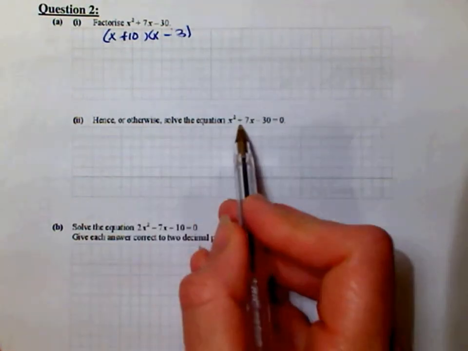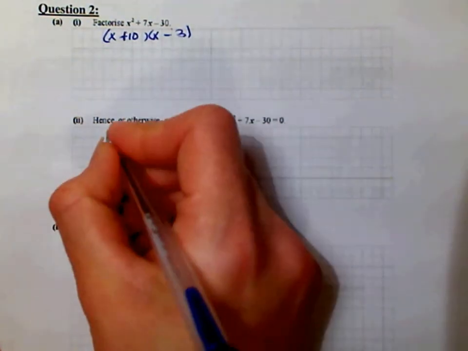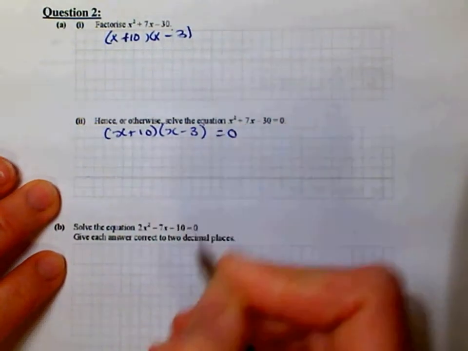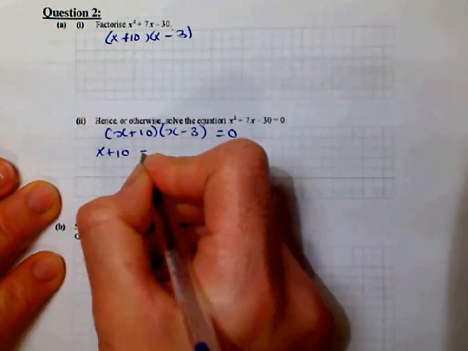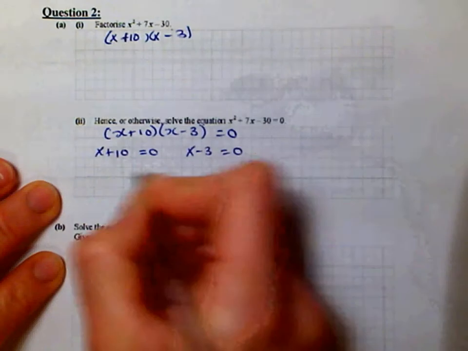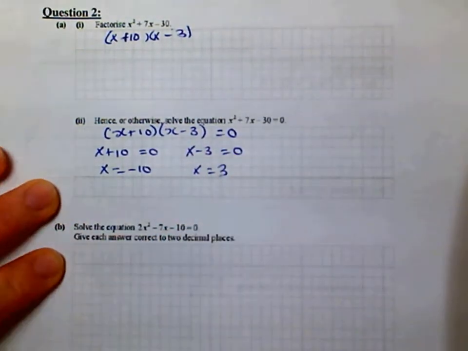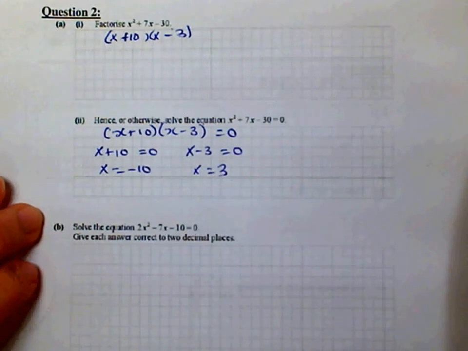Second part, hence or otherwise solve. So we take our factors from up here, x plus 10 by x minus 3, and we let them equal to 0. First factor equal to 0, the second factor equal to 0. So x is equal to minus 10 and x is equal to 3 are our two answers.